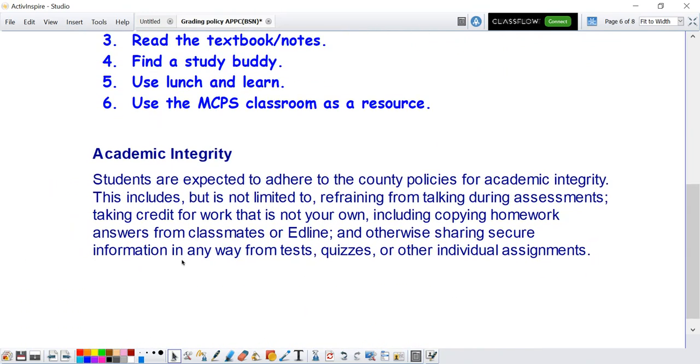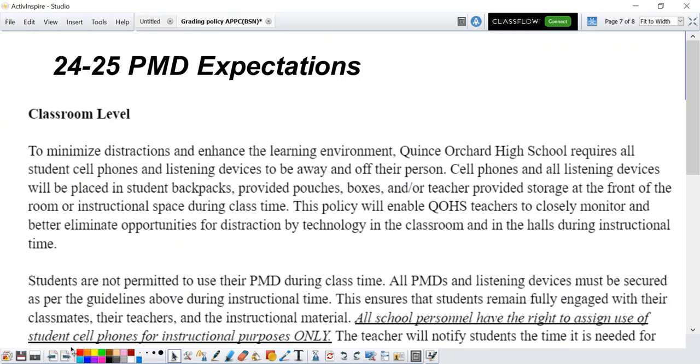Students are expected to adhere to the county policies of academic integrity, which includes but is not limited to refraining from talking during the assessments, taking credit for work that is not your own, including copying homework answers, anything. There is no deadline. Otherwise, sharing secure information in any way from a test, quiz, or any individual assignment.